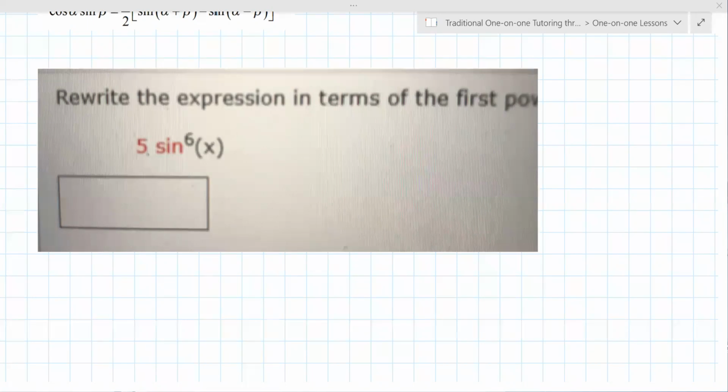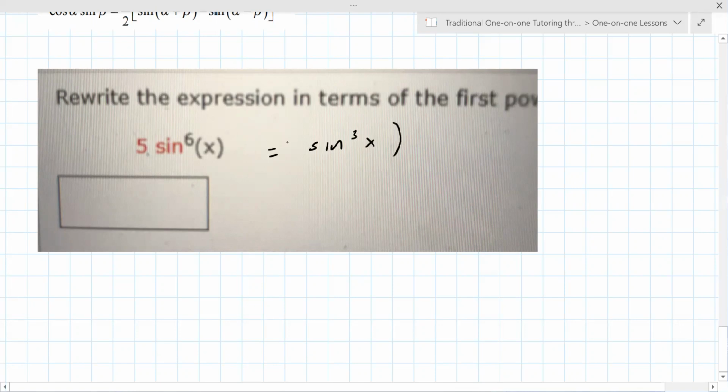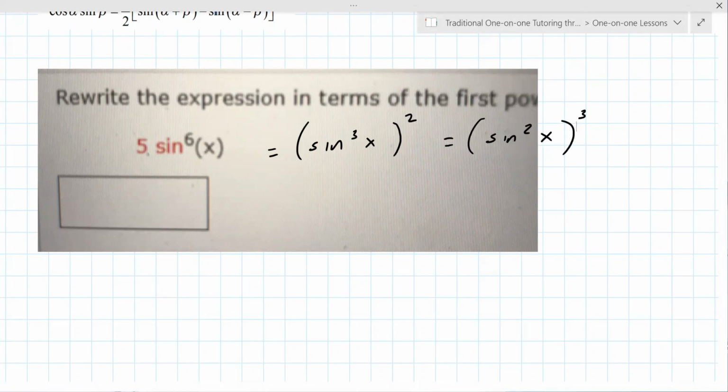So we're going to use these reduction formulas. Sine to the sixth is sine cubed x squared. So that's one way to look at it. Another way to look at it is sine squared x cubed. And I think this is the preferred way to look at it. So, and then we'll see. Maybe we'll have missed something here.